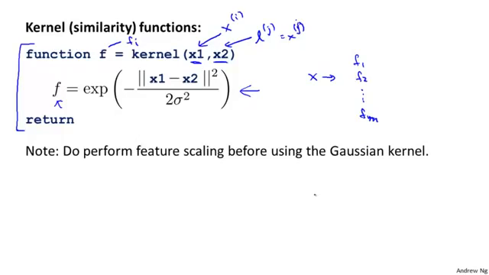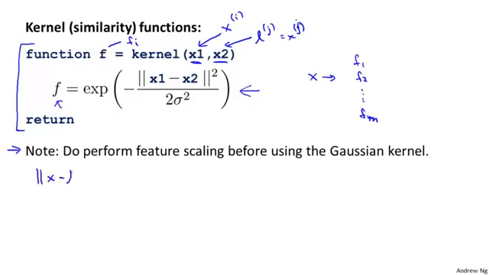Although if you're using the Gaussian kernel, some SVM implementations will also include the Gaussian kernel and a few other kernels as well, since the Gaussian kernel is probably the most common kernel. Gaussian and the linear kernels are really the two most popular kernels by far. Just one implementational note: if you have features on very different scales, it is important to perform feature scaling before using the Gaussian kernel. And here's why.